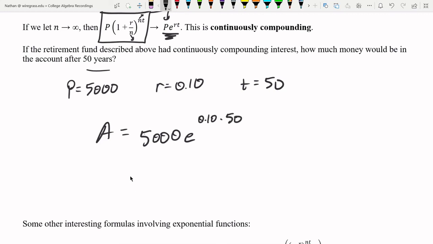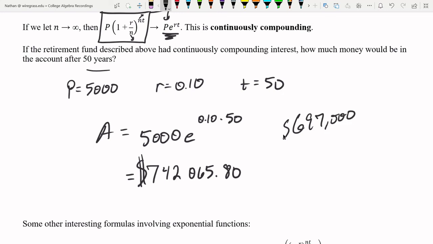Times 50. E is just a button on the calculator, just like pi is. So typing that in, it's going to give us $742,065.80. So by continuously compounding, instead of compounding, I believe, 4 times a year, that was just about $697,000 that we found previously. We got an extra just about $45,000, and all that happened was it compounded more often.